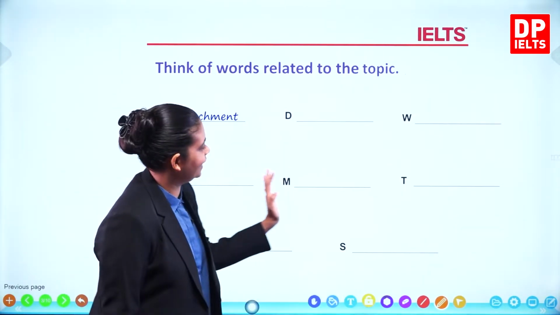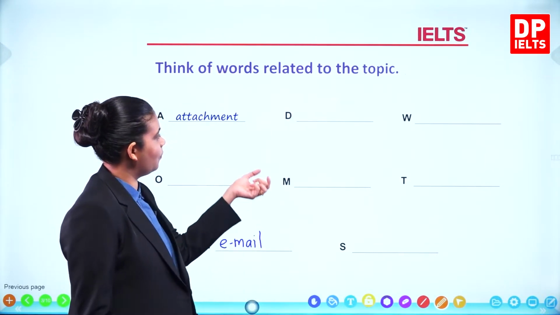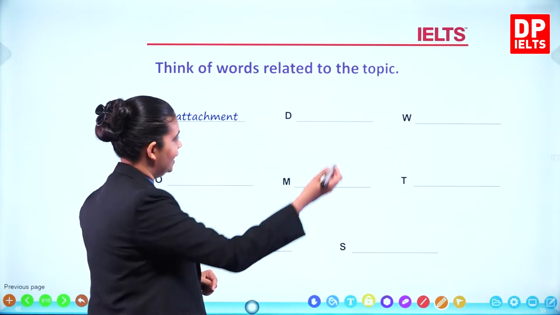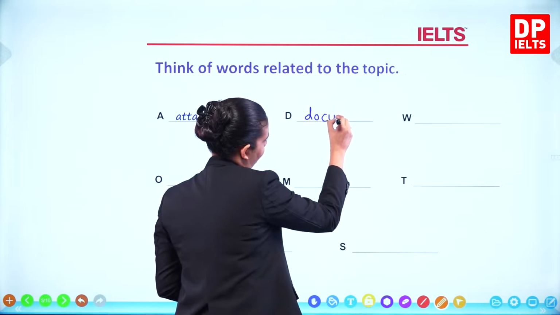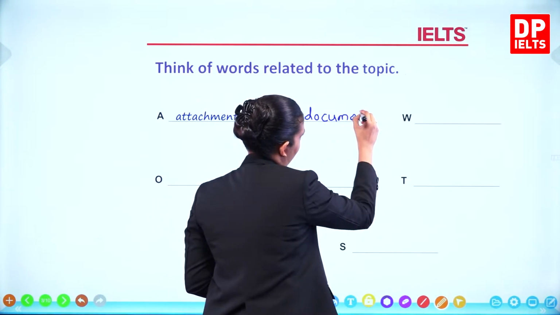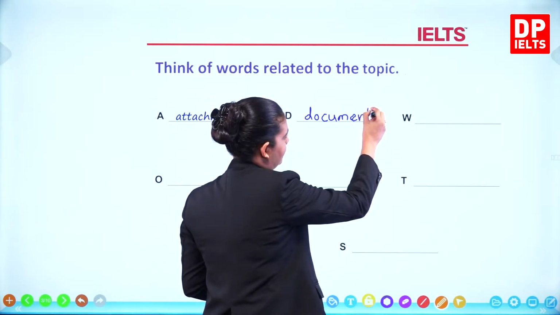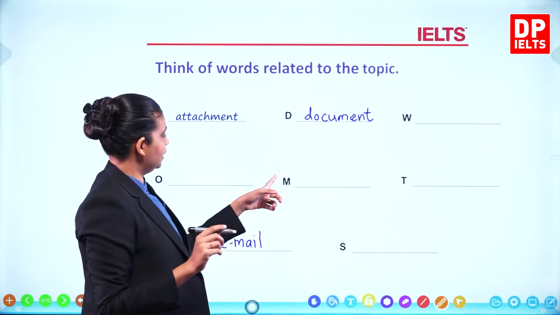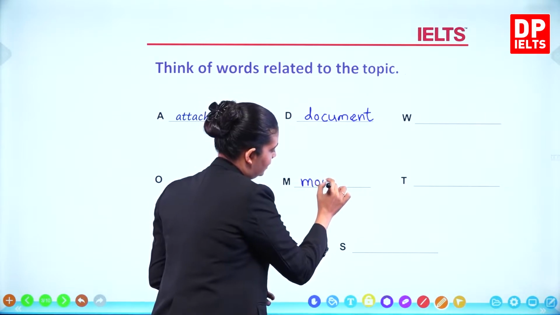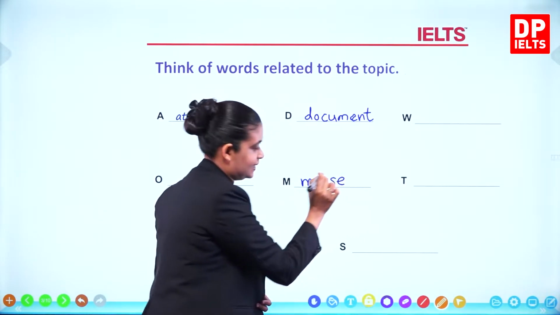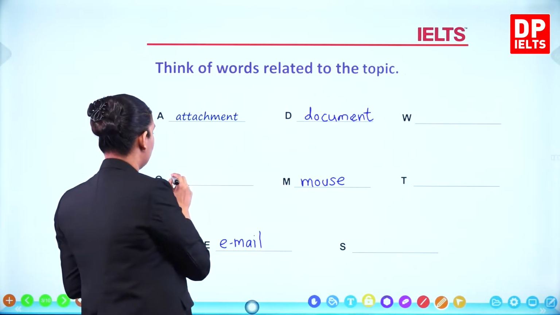So let us have a look at the other words, right? Now from E, I told you it's email. So what can you say? D, okay? D, what comes into my mind is document. You can write any word which is appropriate. This is what comes to my mind, right? Then what can you say from M? We can say mouse. This is not the animal mouse, but this is the mouse in your PC, okay? Next, O. We can say open a file.